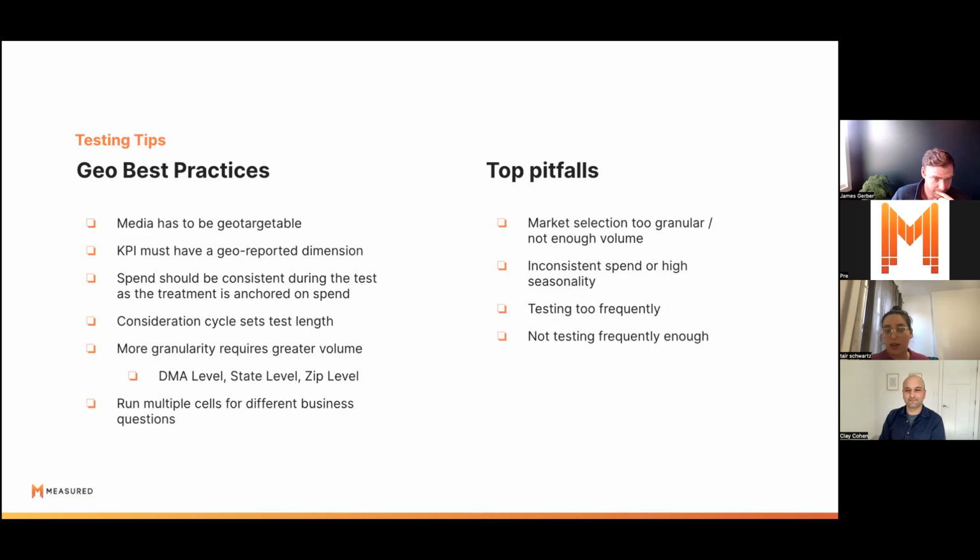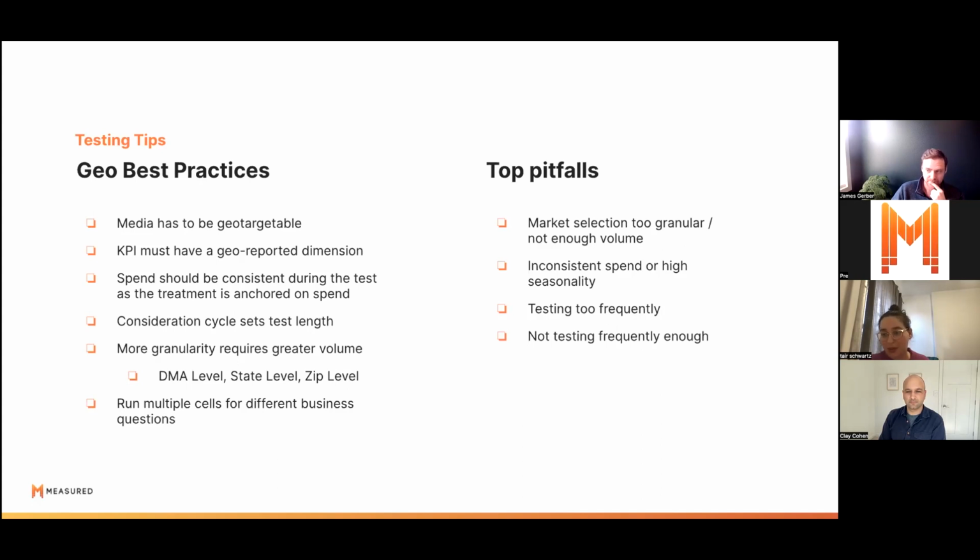Granularity is something that we've been getting a lot of questions on. Granularity is a function of volume. So geotest is anchored on volume. You need to have a lot of weekly sales per geo market. If you have a lot of sales, then you could go all the way down to the zip level. If you don't have as much, then you should stay at the DMA or state level. Currently, most of our tests are at the DMA or state level because it's our go-to and currently the most stable. But for clients that have a really large sales volume, we do start introducing zip level testing. And this is, I know, James's favorite topic.